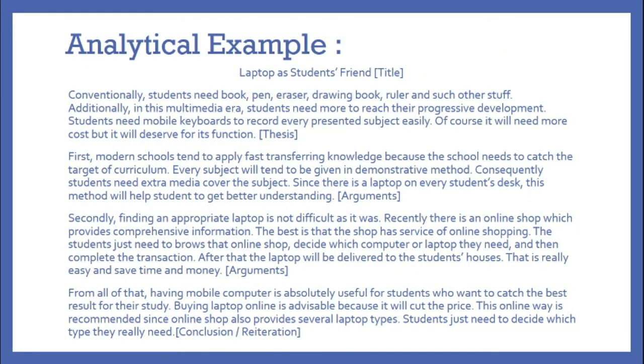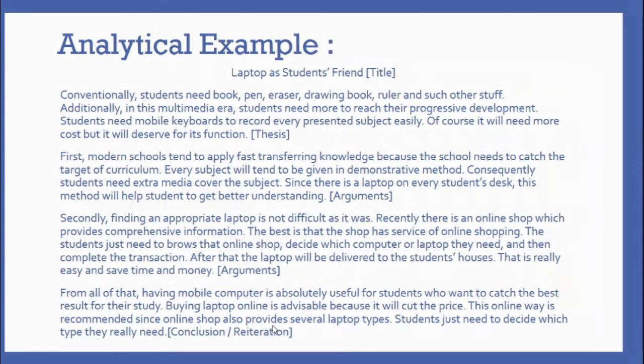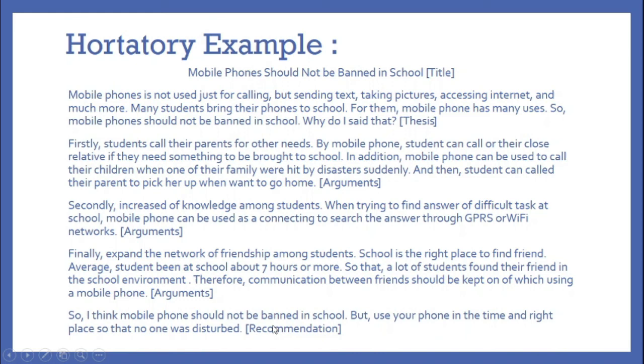Here is the example of analytical exposition. We can see the title and then the thesis of the writer, being supported by their arguments and then closed by a conclusion or reiteration. Here is the example of hortatory exposition. Yeah, it also has a title and then the thesis, supported by three arguments like this, and then at the end we can see the recommendation.